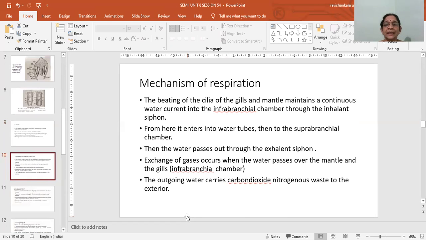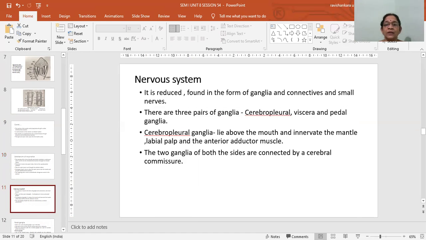So now, how does the mechanism of respiration occur? The beating of cilia of gills and mantle maintains a continuous water current into the infrabranchial chamber through the inhalant siphon. From here it enters the water tubes, then the suprabranchial chamber, then the water passes out through the exhalant siphon. Exchange of gases occurs when the water passes over the mantle, which is profusely vascular, and carbon dioxide is expelled into the outgoing water current.